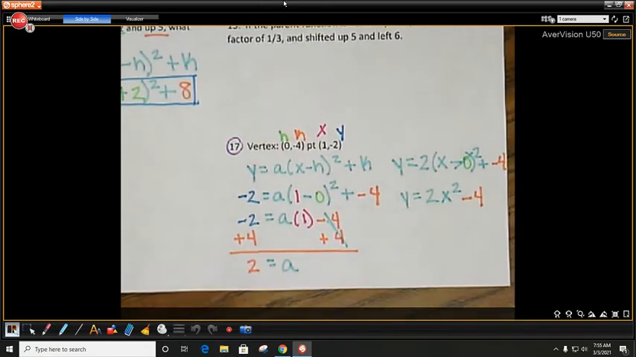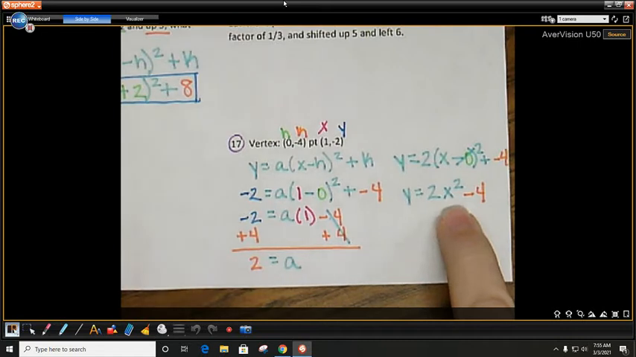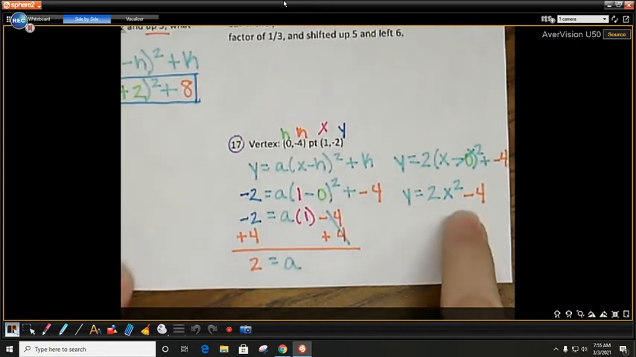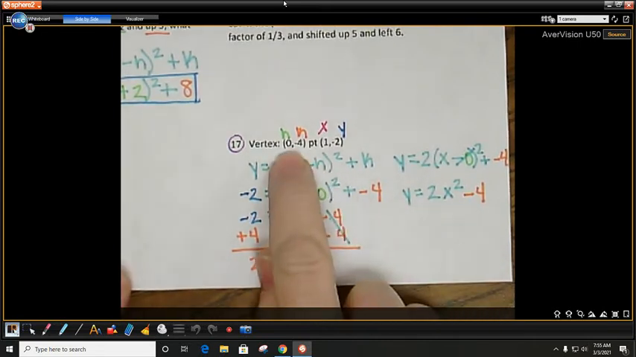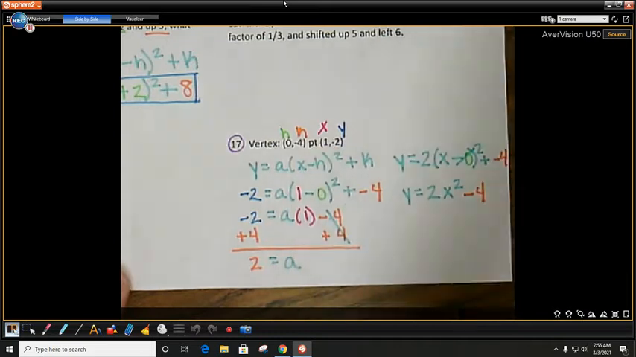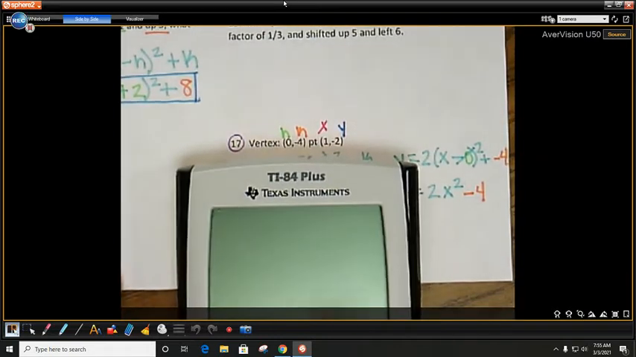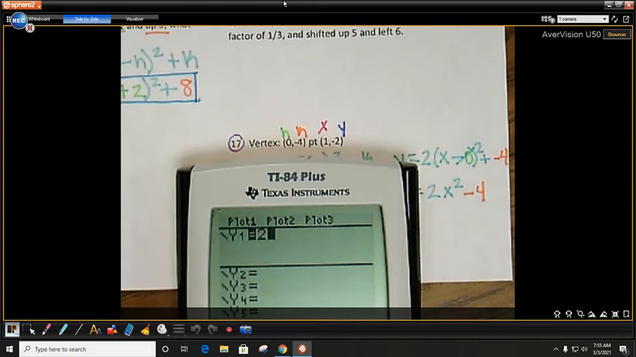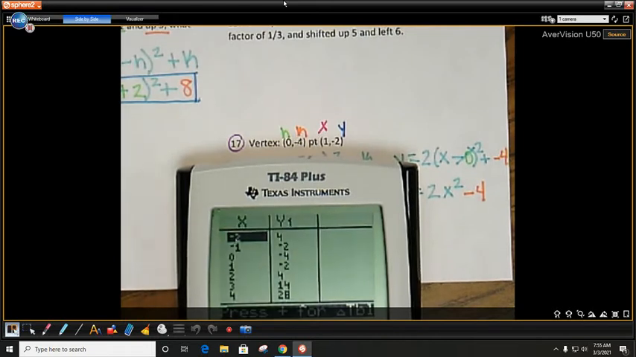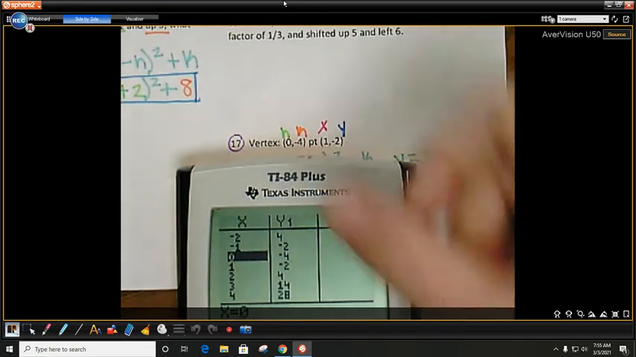Now the great thing about this, guys, is you can graph this on your calculator. Make sure it has the vertex of 0, negative 4, and that the point 1, negative 2 is on the table as well. So I'm going to go to my calculator, and I'm going to type in 2x squared minus 4. I'm going to pull up the table. Is my vertex, in fact, at 0, negative 4?